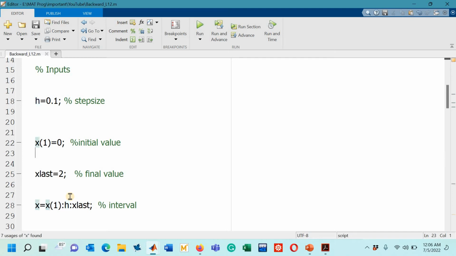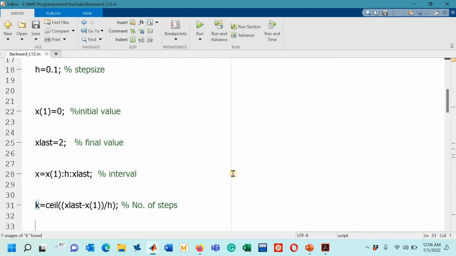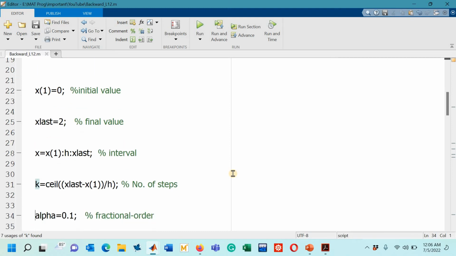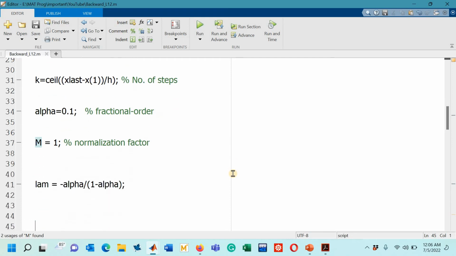Line number 22, we have the initial value. Line number 25, we have the final value. Line number 28, we have our interval starting from the first and the last with the gap h. And then line number 31, we have the number of steps, k. And then fractional order 0.1 I have taken. You can take some other number as well. This is the normalization factor on line number 37. And then the lambda, which has been defined as minus alpha upon 1 minus alpha.